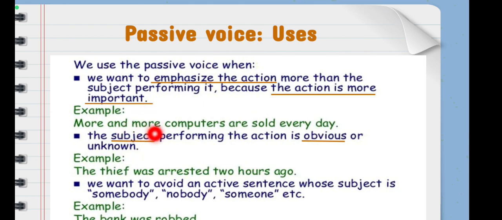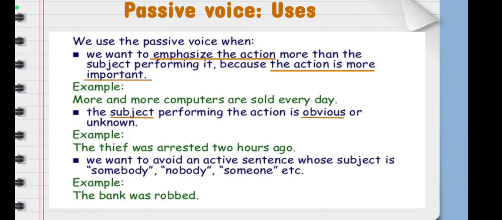And here we have an example. More and more computers are sold every day. Okay, now here we have another. The subject performing the action is obvious or unknown. Example, the thief was arrested 2 hours ago. That's great. Now, here we have the last one.